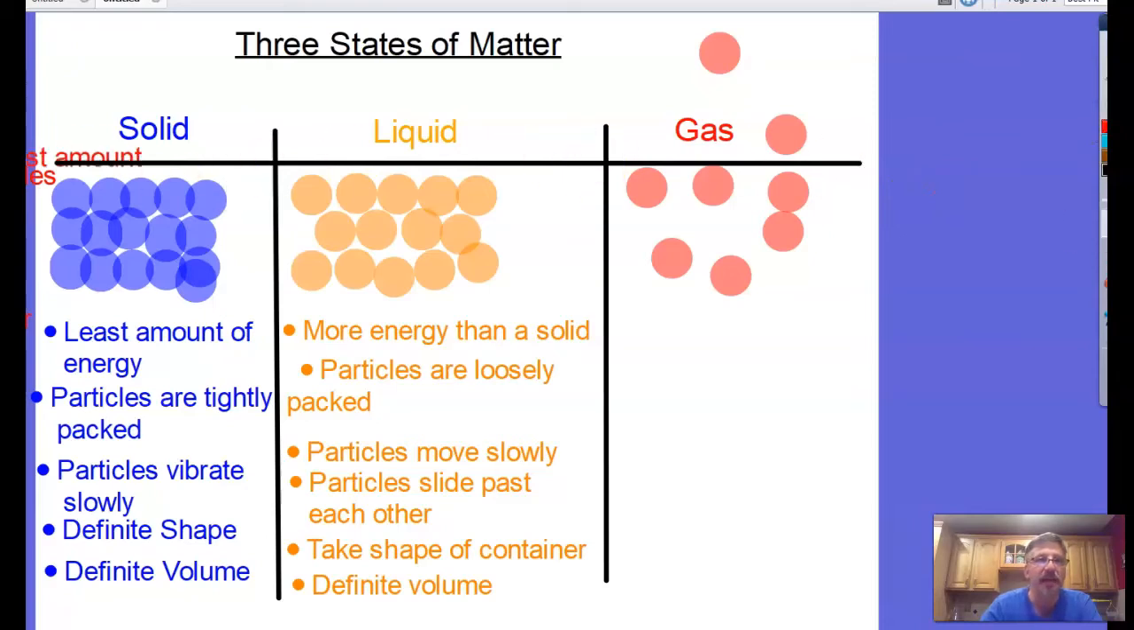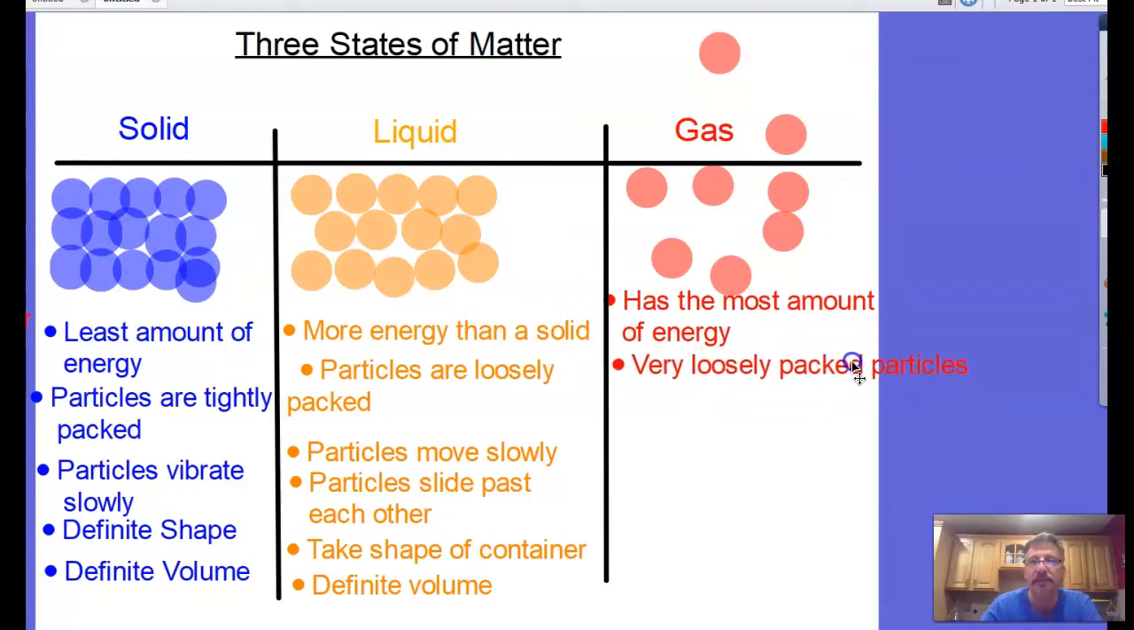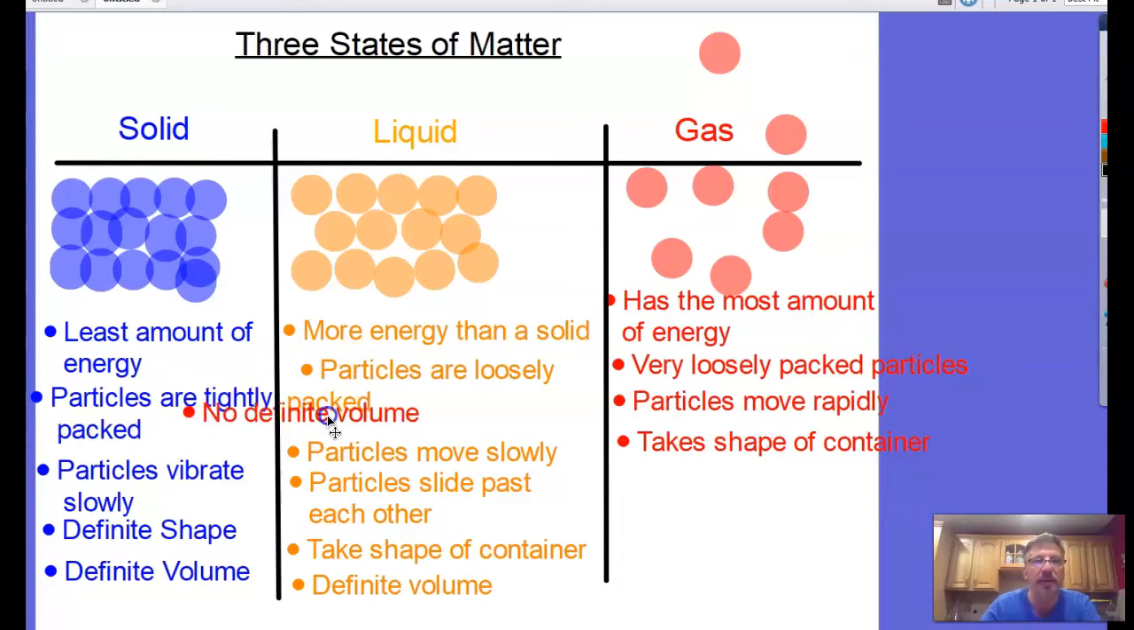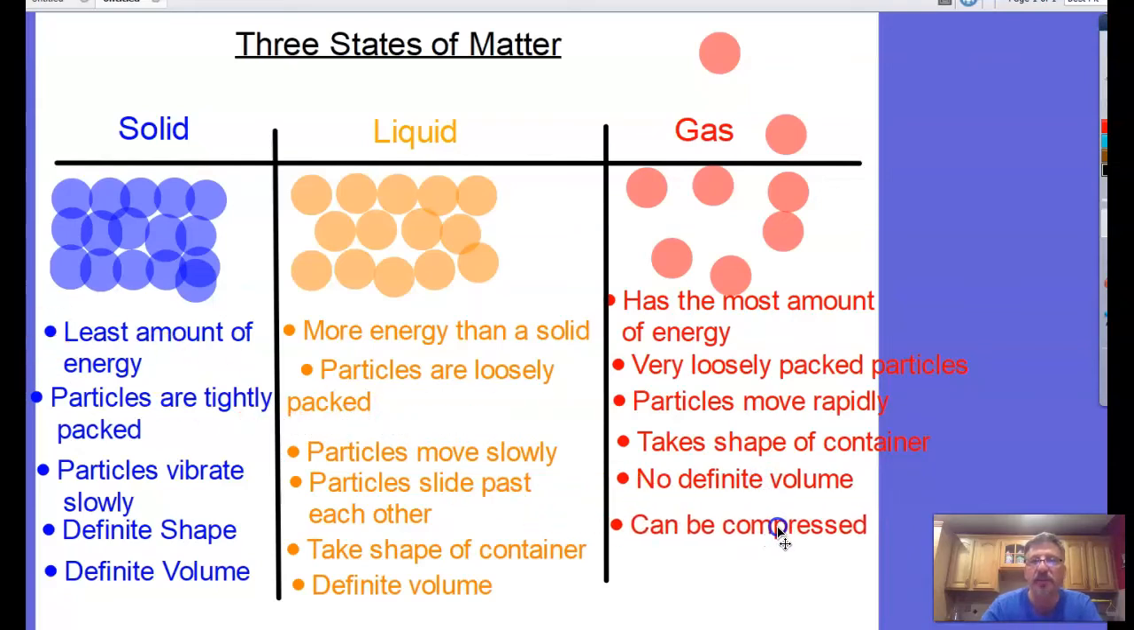So as we said, it has the most amount of energy. The particles are very loosely packed. The particles move around rapidly. And again, think about steam above a pot. It takes the shape of the container. And we'll talk more about that in a moment. No definite volume. We're also going to talk about that in a moment. And lastly, can be compressed. And we're going to talk more in detail about the last three in just a moment. So let's go ahead and get these notes copied. Pause the video, and I'll see you in a moment.